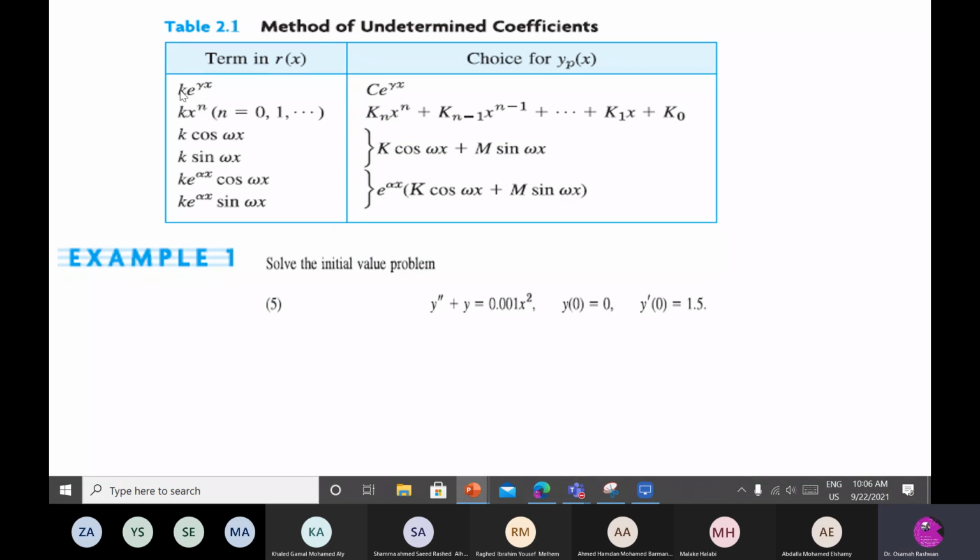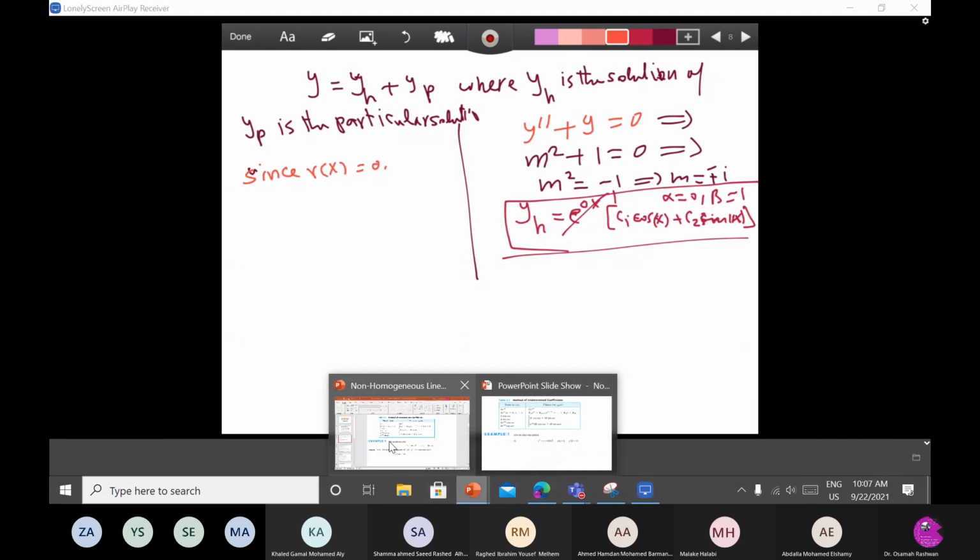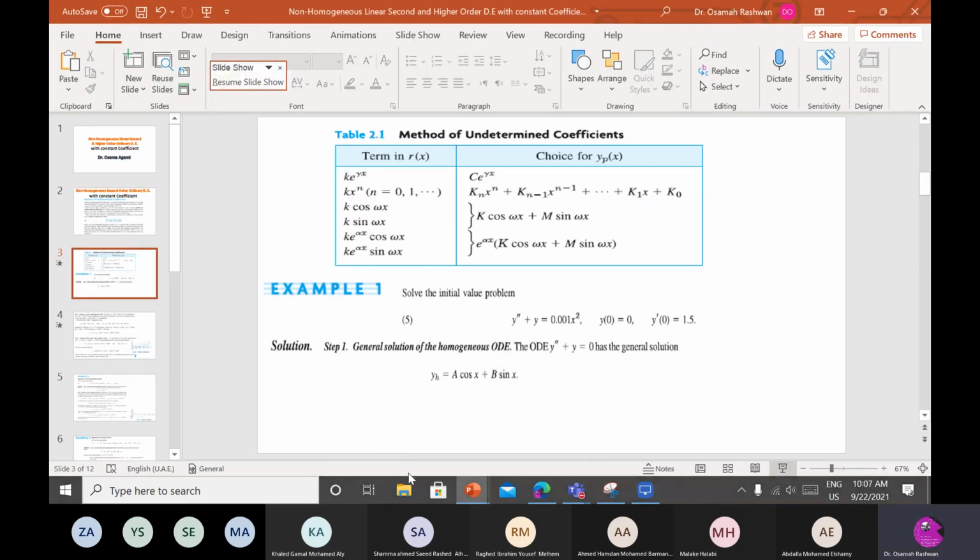Which case? Yes, this is the case of x to the power n. So I have to let the solution as a polynomial of degree n. What is the n here? 2, right? So YP will equal to what? Okay, so YP, since R of X equal to 0.001 x squared, right?